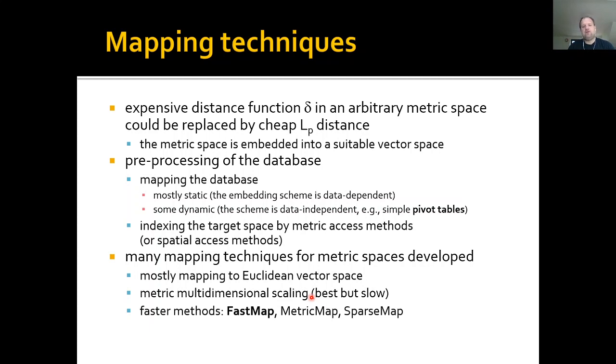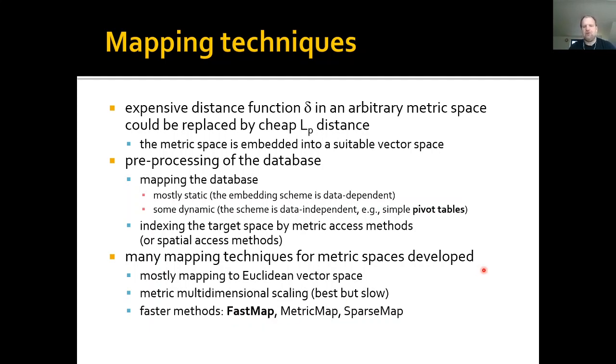So many methods were developed that approximate the metric multidimensional scaling in a much shorter time, and one of them is FastMap. Others are MetricMap and SparseMap. There are many such map approaches that map metric data to Euclidean data. I will talk about FastMap, which was the first one, and it's called fast because it's faster than the metric multidimensional scaling. But compared to the newer ones, MetricMap and SparseMap, it's actually very slow. But it had already reserved the name FastMap, so it's called FastMap.